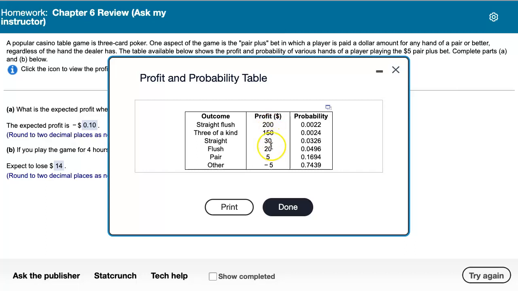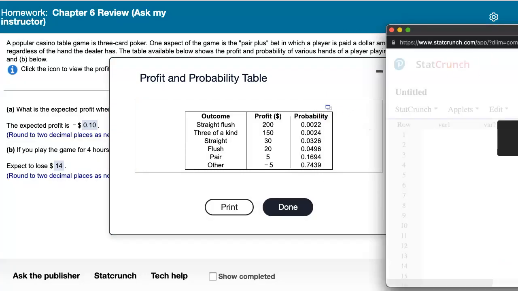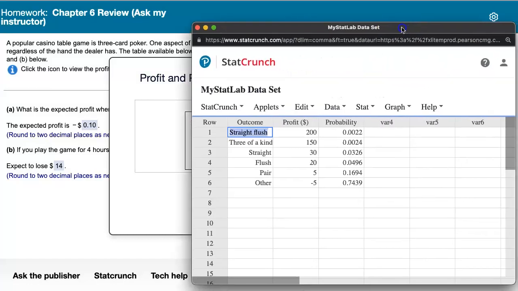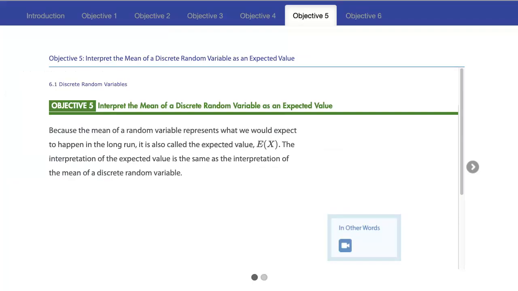Here I can see the profits. This would be those random variables that can happen, and their corresponding probabilities. I can open up this table in StatCrunch, and I'm going to work with this here. Turning back to the text real quick, this is coming from section 6.1.